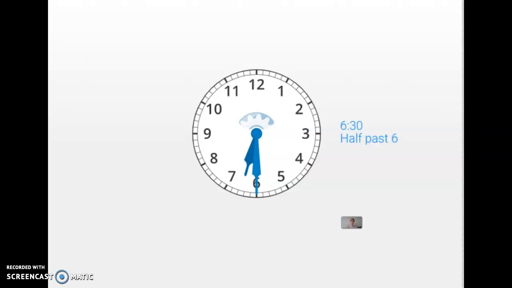So hopefully you realize that that hour hand has not quite gotten to 7 just yet, but it has moved half past the 6. So that makes the time on this clock 6:30 or half past 6. Let's do one more together.